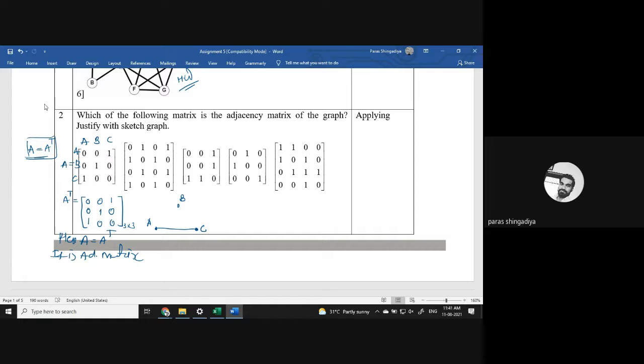Now do it for the second row. The second row is for B. So B with A is 0, so there is no edge between B and A. B to B is 1, means there is a loop at vertex B. Clear? And now B to C is 0, means no edge. And now for C, C to A is 1, that we already connected. Clear? The C to A entry is already 1, we already connected it. And the rest of the 2 entries are 0. Okay, C to B is 0 and C to C is also 0. So this is the graph of this matrix.